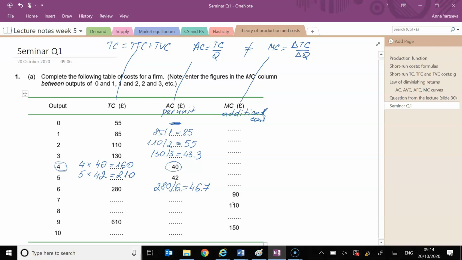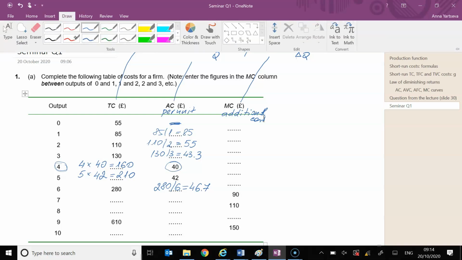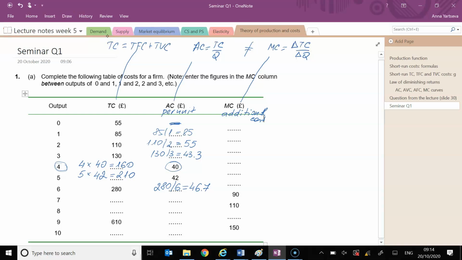However, we are given marginal costs, so we will need to use this information in order to calculate the rest. How can we do this? Let's start from the very beginning and apply our formula. Marginal costs show us how total cost changes when quantity changes as well. I will change the color to make it slightly easier.